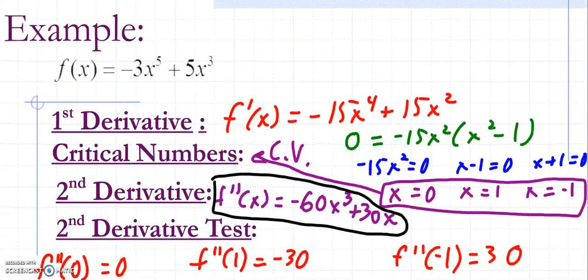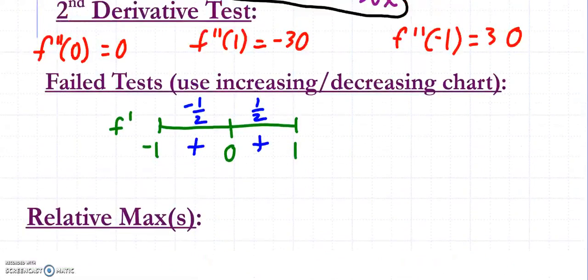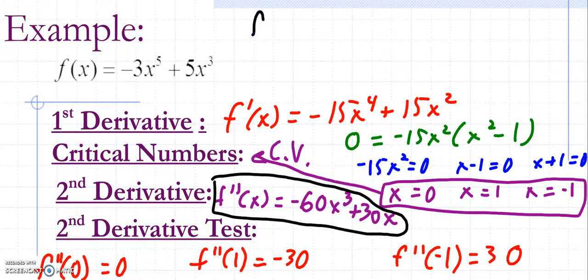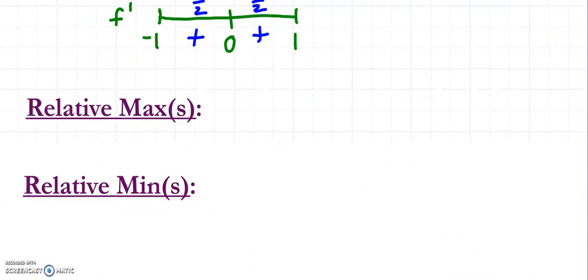Also, let's actually find out what these points are real quick though. So f of -1 is going to be, let's see if I plug that in, -2. And f of 1 is going to be positive 2. Okay, so now I know the points. So let's do our derivative.